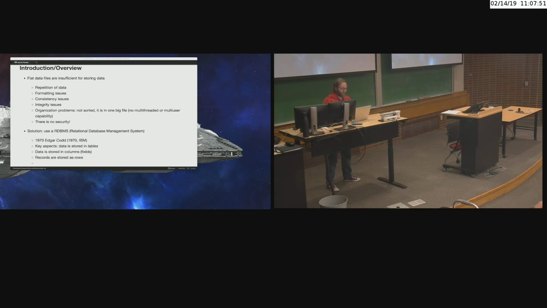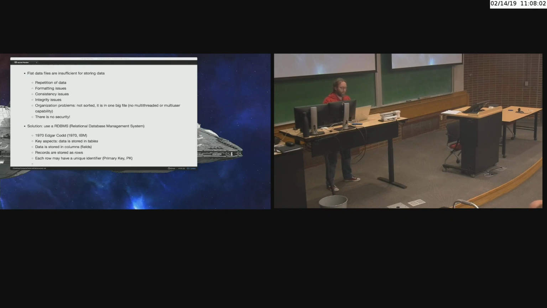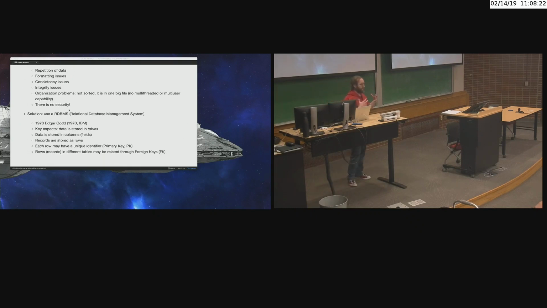In addition, each row may have a unique identifier called a primary key, or PK for short. Right? And rows, or that is records, in different tables may be related through what are called foreign keys, or FKs for short. Right? In general, the order of a database, the way that they store things, is meaningless. It's only meaningful to the database if you've got what are called indexes, and that's something that we'll look at later. The order is meaningless, though.